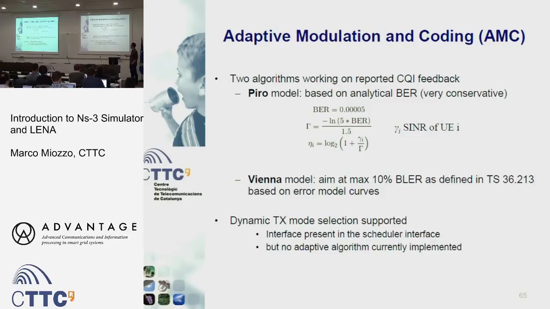Also dynamic MIMO mode selection, so the different MIMO modes can be selected according to the information. The interference is present, but actually the scheduler is not using it at this stage. We have not adapted our algorithm for changing the MIMO mode.